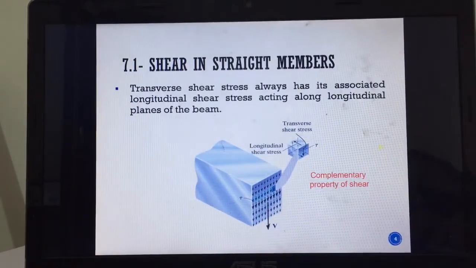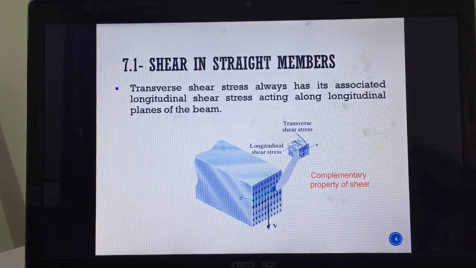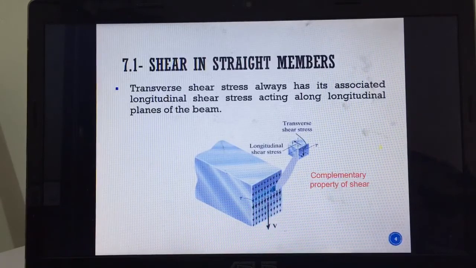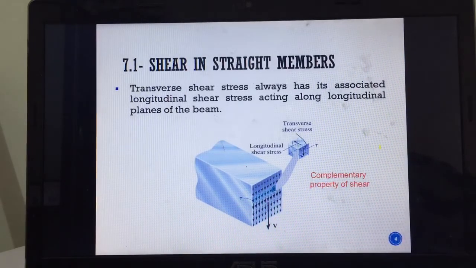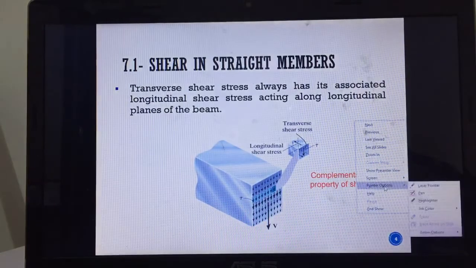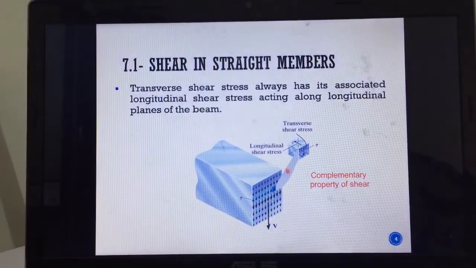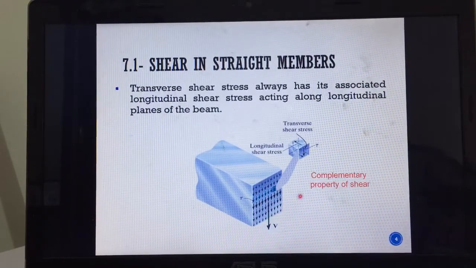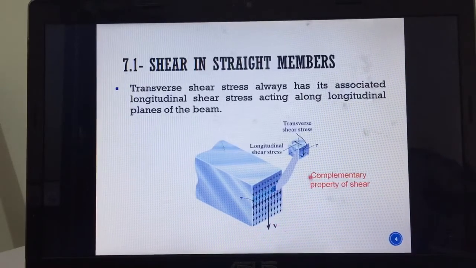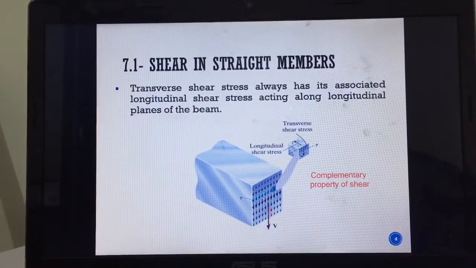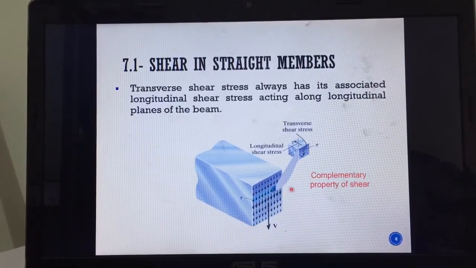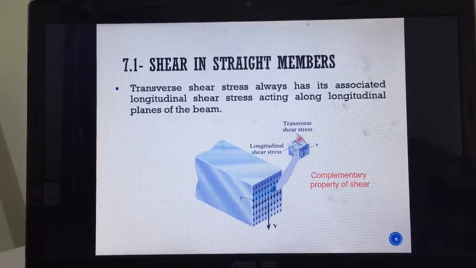The transverse shear stress always has its associated longitudinal shear stress acting along longitudinal planes of the beam. So basically, if this is a beam, and then you apply a transverse load V, like shear load V, and then we'll have this tau, right? And it varies. That's very simple to understand.